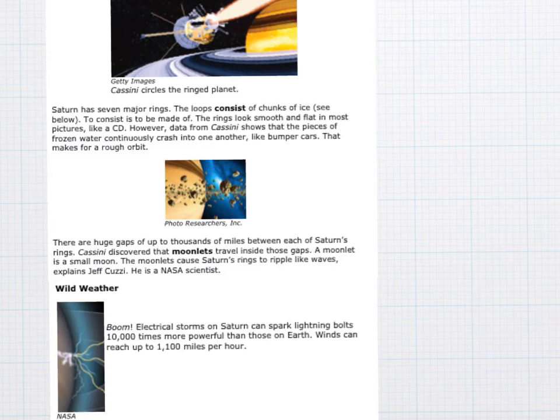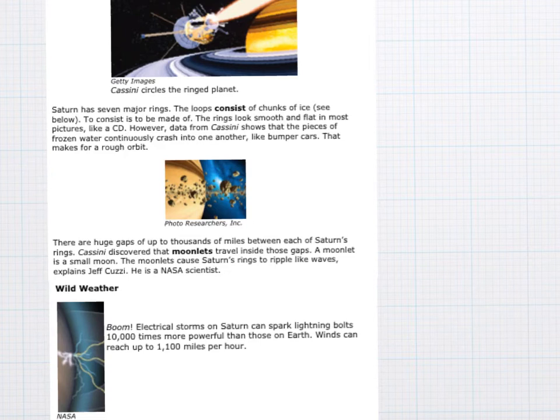And as I'm reading it, Saturn has 7 major rings. The loops consist of chunks of ice. See below. To consist is to be made of. The rings look smooth and flat in most pictures, like a CD. However, data from Cassini shows that the pieces of frozen water continuously crash into one another, like bumper cars. That makes for a rough orbit. I see 2 different examples of figurative language in here, and they're the same kind of figurative language.